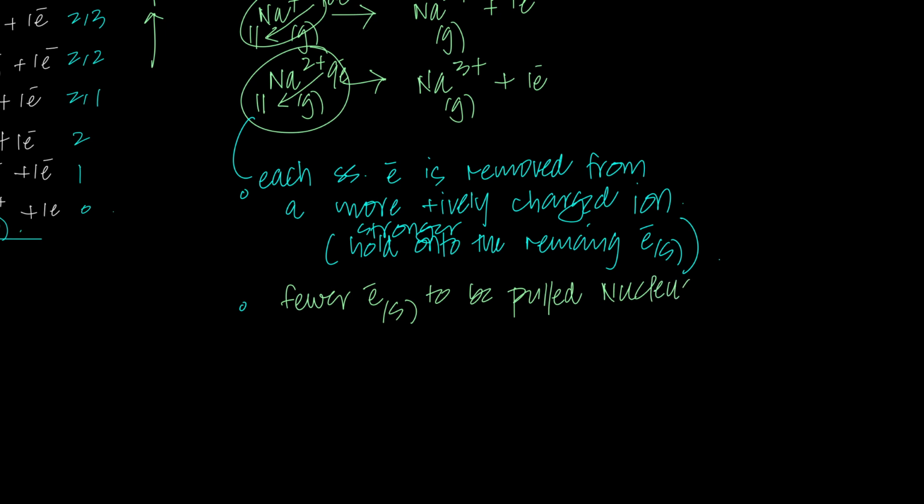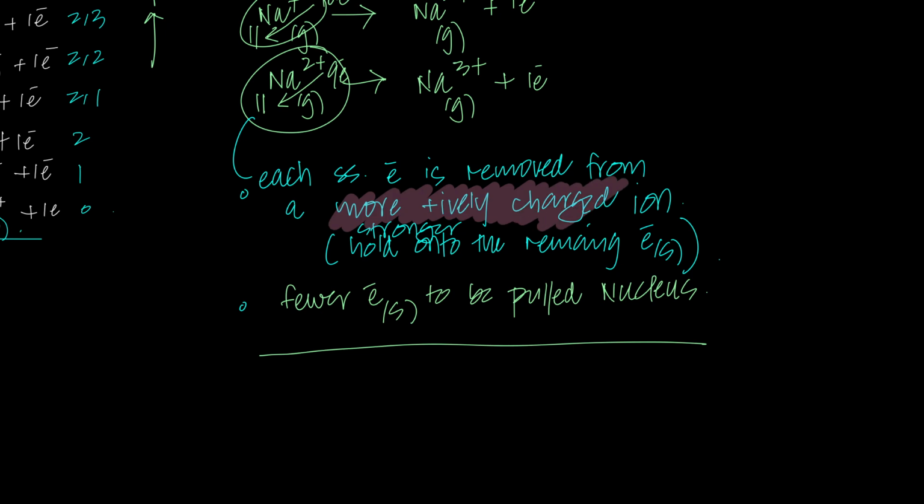That's why each successive ionization energy is slightly higher. Generally, it's slightly higher than the previous one. So remember, each successive ionization energy is slightly higher. Why? Because each successive electron is removed from a more positively charged ion. I explained the idea. You have to write this: each successive electron is removed from a more positively charged ion, because now the remaining electrons experience a stronger pull from the nucleus because of the higher charge. And you also realize that there are fewer electrons that need to be pulled. That's what you need to write in the exam, if they ever ask you.